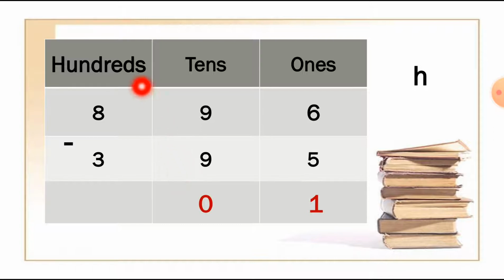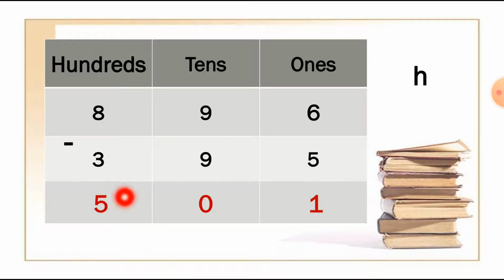Now let's move to the hundreds column, 8 minus 3. So 8 minus 3 is equal to 5. We have to cut 3 from 8, so we get the answer 5. So our answer of this sum is 501. You have to repeat the answer with me, 501.